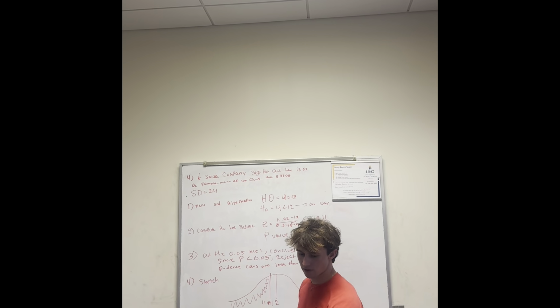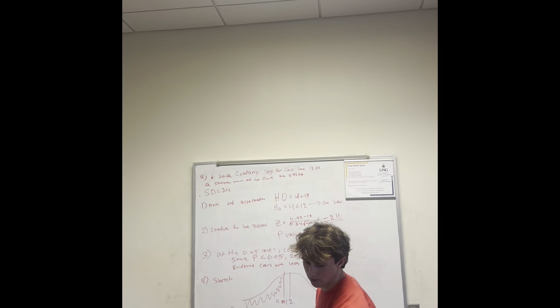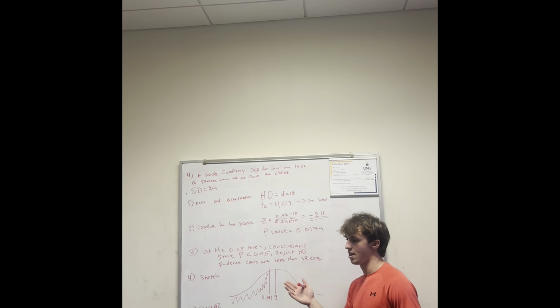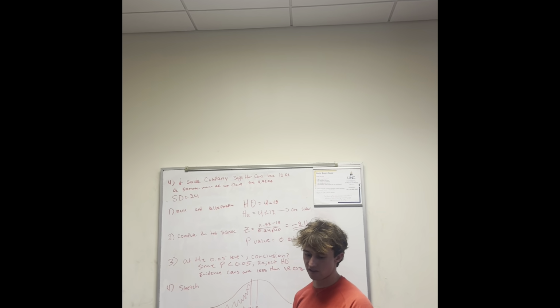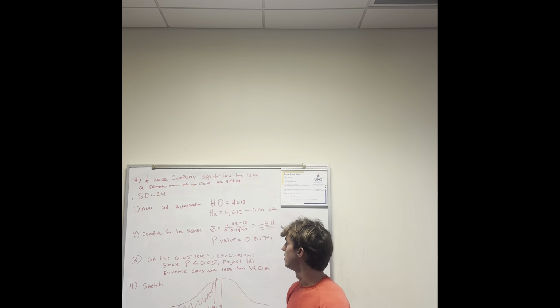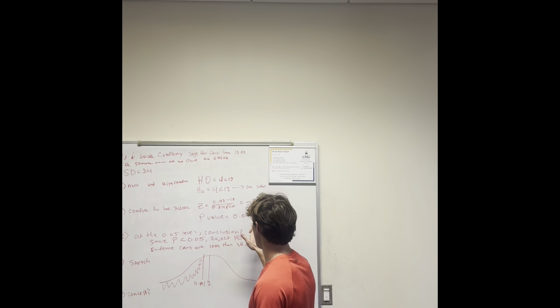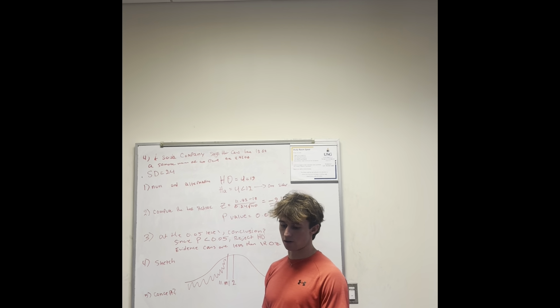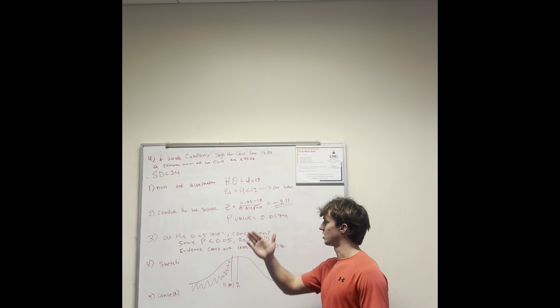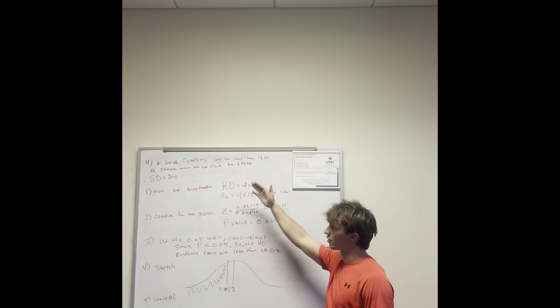Number 5 is asking for the concept. It shows that this is the chance of getting a result this extreme if H0 is true, but it's not. So a smaller p-value like this shows that there's strong evidence against the null hypothesis, and that concept is proved by going through these questions.